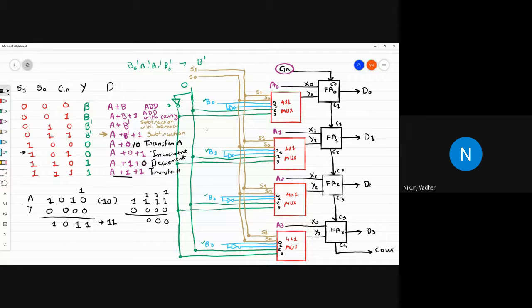Let me give you an example of decrement. That is how this will result in decrement. So we are clear with this case also. Now let's have an example of decrement. Let's take the example 0 1 1 1.